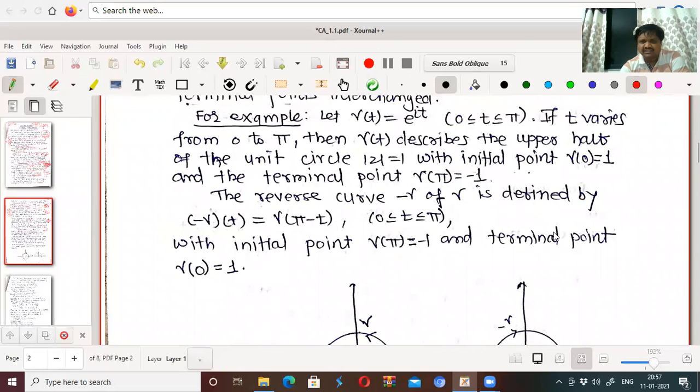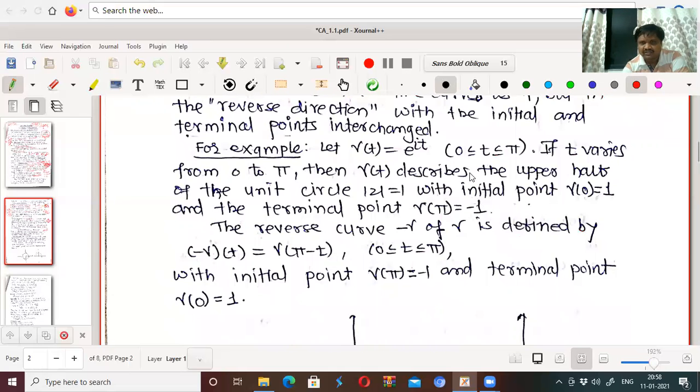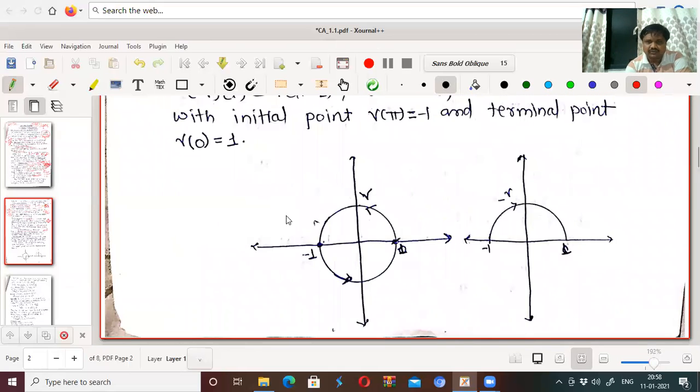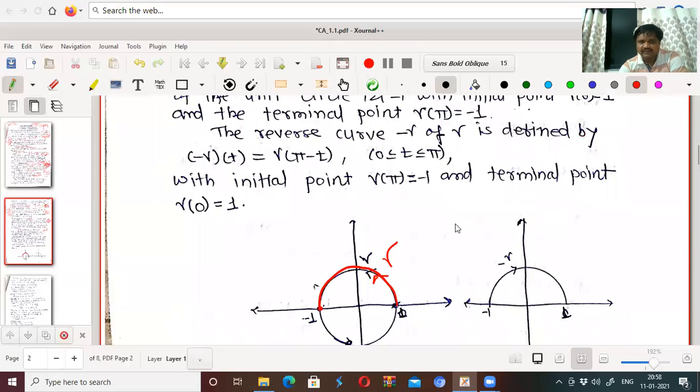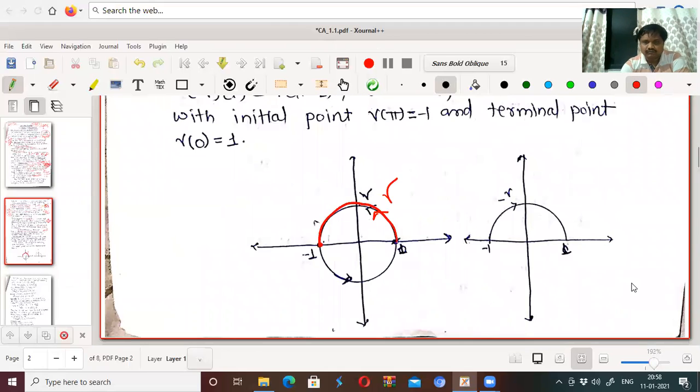So what about this first curve? First curve is this one. The interval is 0 to pi. Therefore, this curve up to here is our gamma. And what about its opposite? Only this curve. This is the opposite, no doubt.